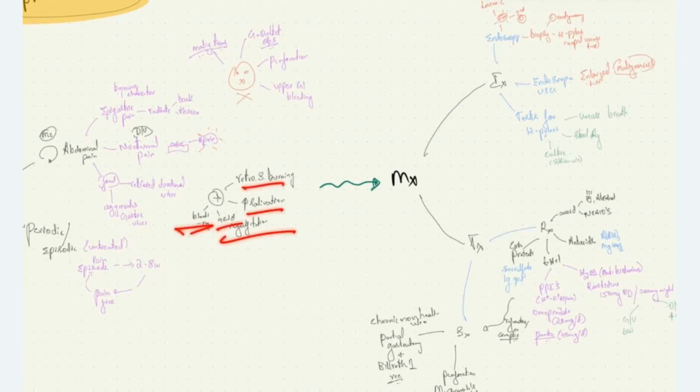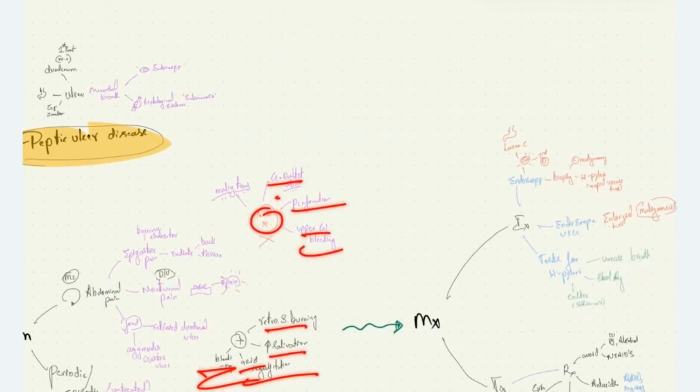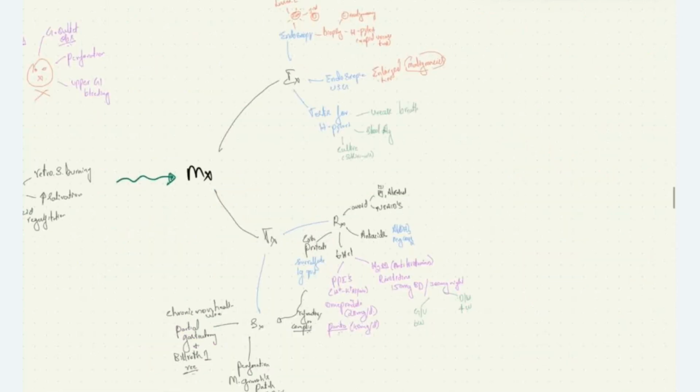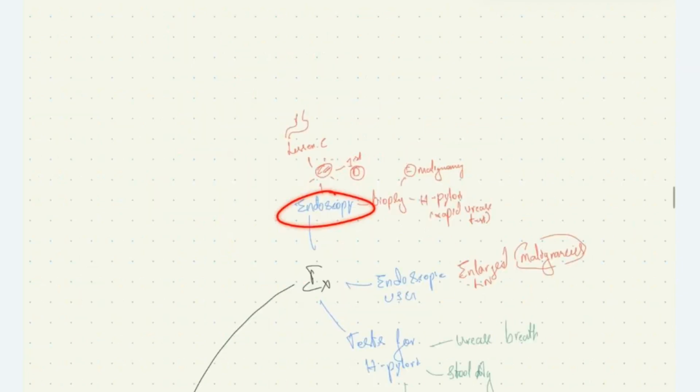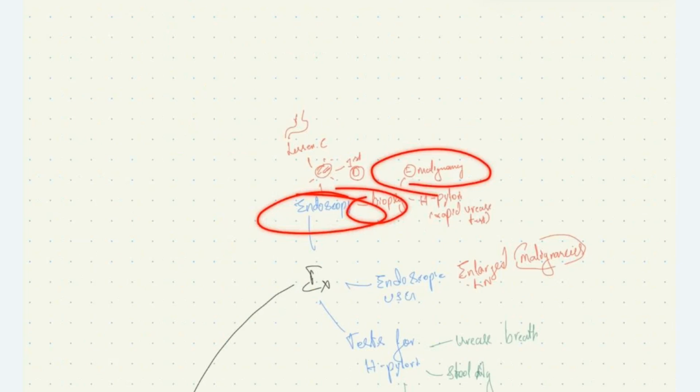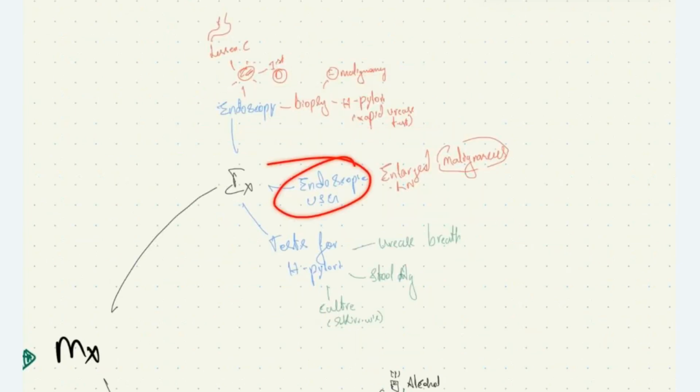The complications we saw: upper GI bleeding, perforation, gastric outlet obstruction, and malignant transformation. Under investigations, we have tests for H. pylori, that's urease, breath test, stool antigen, and culture. The most sensitive and specific test is endoscopy, followed by biopsy. Then we can rule out malignancy and test for H. pylori infection. Endoscopic ultrasound can be done to look for enlarged lymph nodes in case of malignancies.